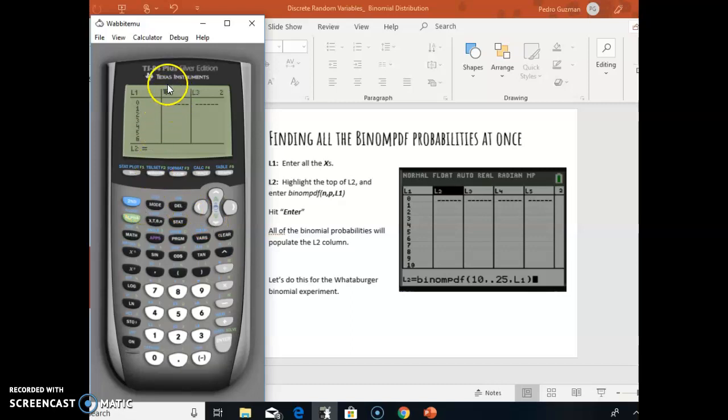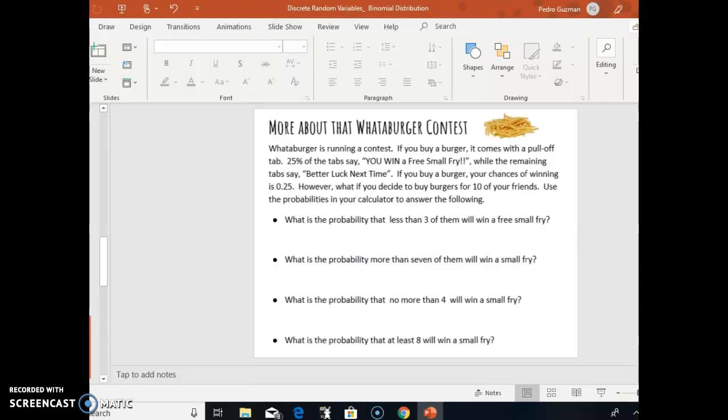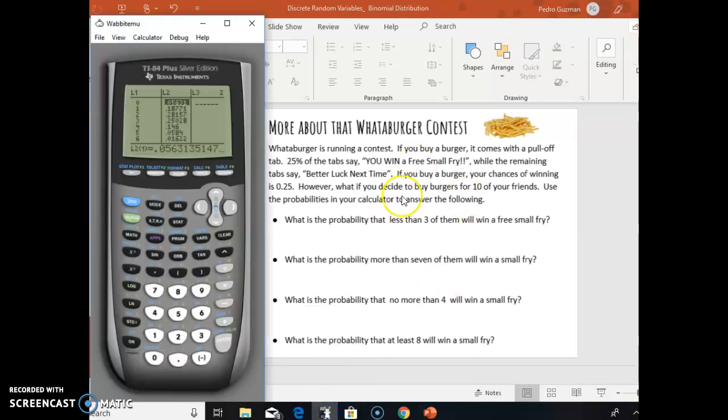And then I'm highlighting L2, making sure the black box is around L2, and I'm going to hit second vars. I'm going to choose Binomial PDF. I'm putting in 10, 0.25, and L1. Paste, hit enter, and here we go. We have all of the probabilities right here. So I'm going to go to the next slide, but I'm not going to make the screen big yet. I'm going to defer to this calculator because it's going to help us.